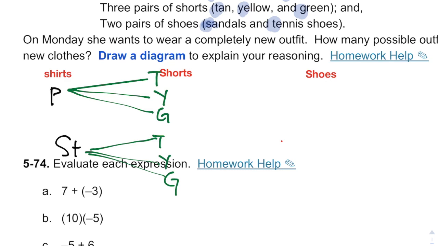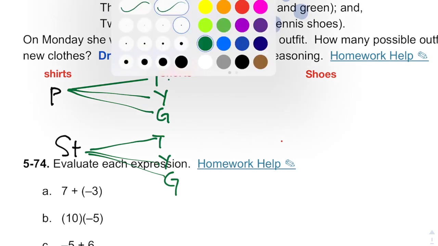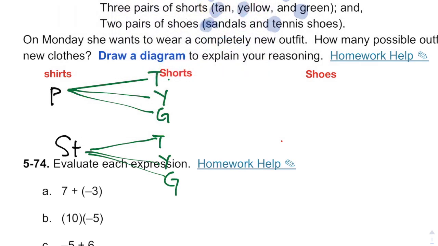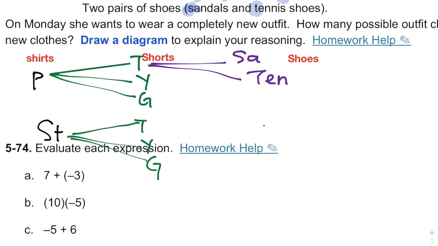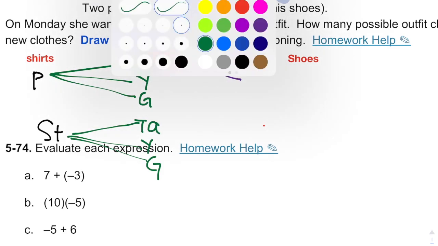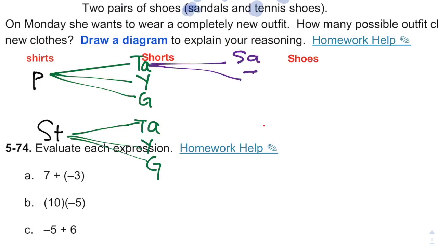We can wear either sandals. So let me change the color to, let's see, purple. So we can choose sandals, SA for sandals, or tennis shoes. Uh-oh, I gotta put tennis shoes. I'll just put TE for tennis shoes. I totally forgot T and T are right there. Tan can be TA, I'll fix that. So TA, and tennis shoes can be TE. Let's make it as short as it can be. So we can wear tennis shoes.